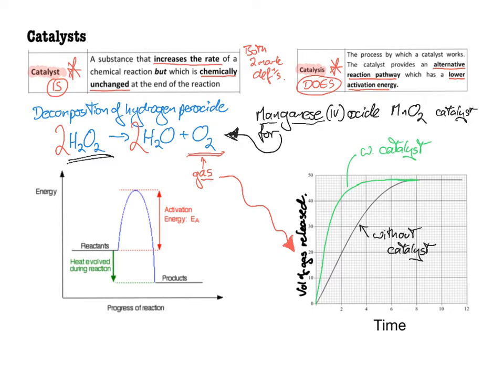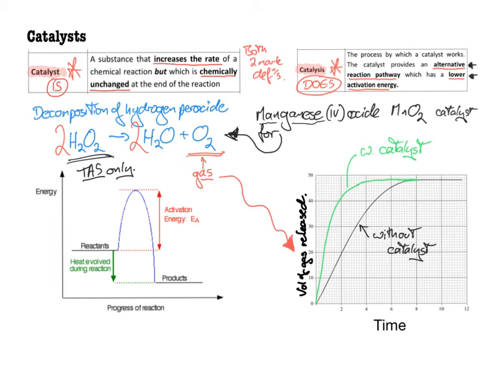Cool. We're going to do one last thing. I did promise that we would talk about the alternative reaction pathway in the catalyst definition, and the lower activation energy. Now, this bit is given over on the left-hand side, bottom left of the screen, and this is triple science only, although it does really help the understanding if you are doing double award.